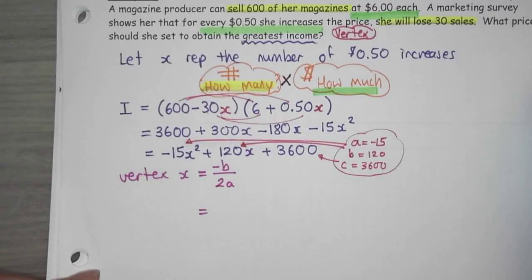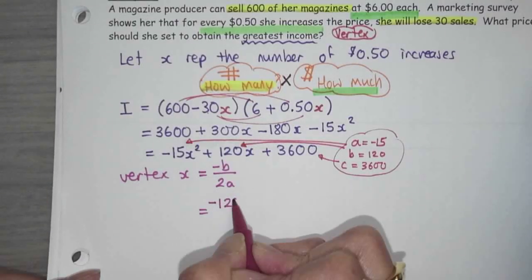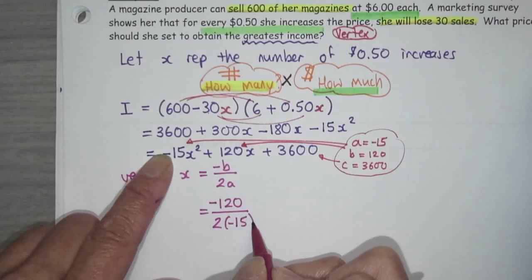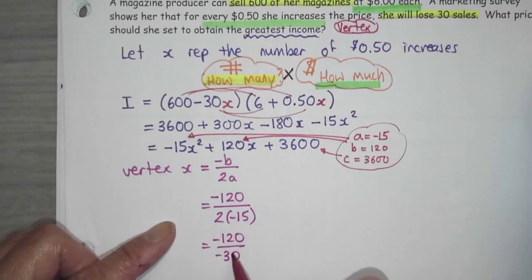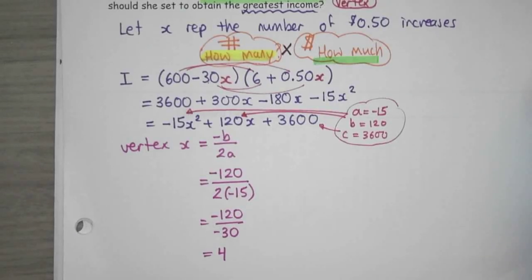So just like the quadratic formula, we're taking it from there. So b is 120, so negative 120 over 2 times a, which is negative 15. So that would get me negative 120 over negative 30. And that would get me, is that 4? 4. Right, exactly 4. Good. And look, that feels hopefully easier than grade 10.